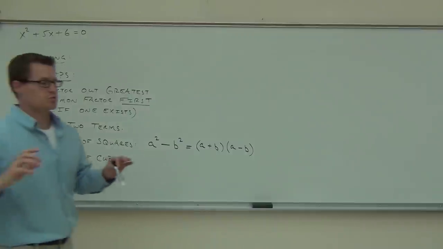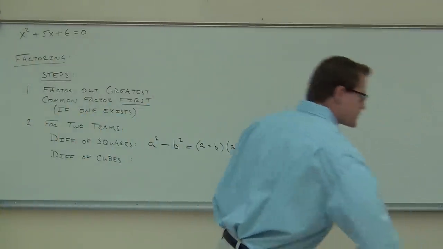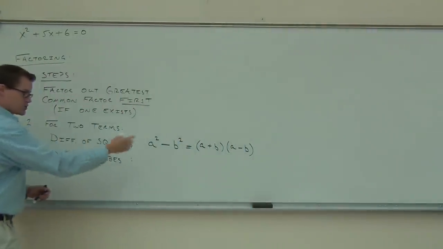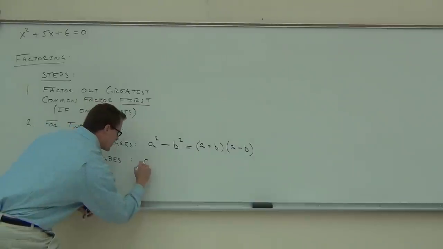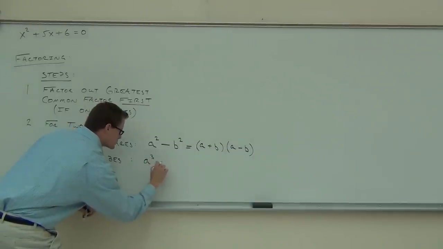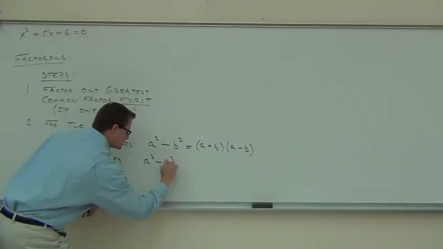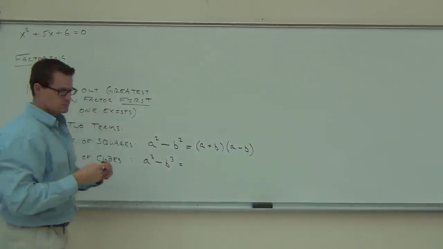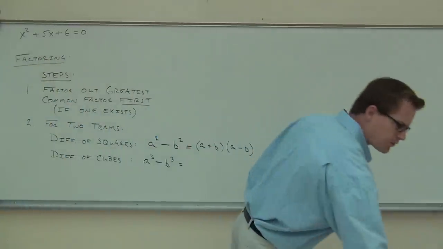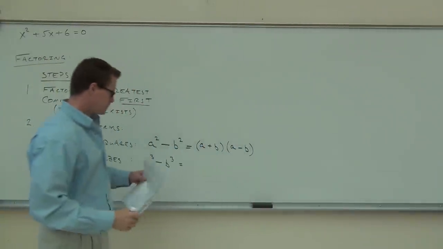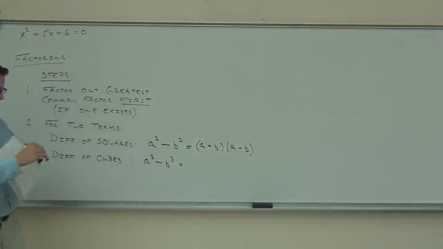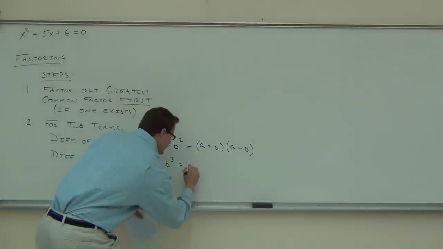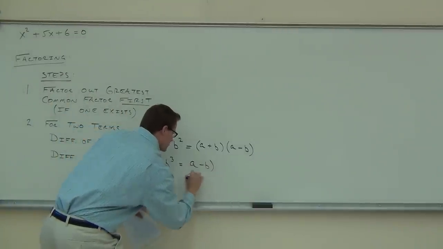Yeah, difference of cubes is really, really similar. The only difference is instead of the powers 2, we have powers 3. So we're going to have a cubed, still a difference, b cubed. And there's still a form that we have. So here's what we do. We'll have our a minus b.